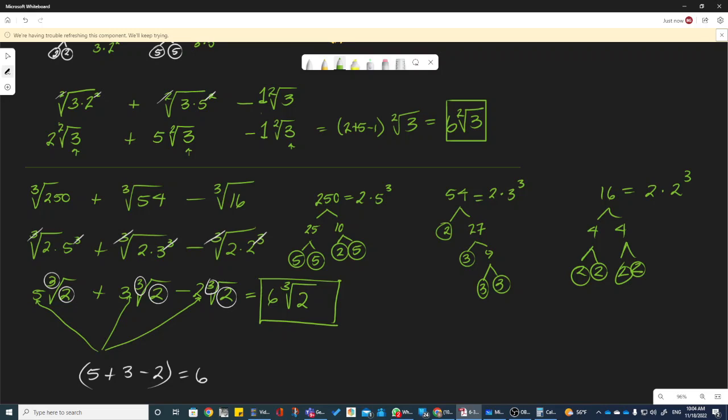Now let's talk about multiplication of binomial radical expressions, okay? And this is the last problem, and then I'm going to tell you what it is that you got to do for your classwork. Now this is problem number 4, okay? And we're going to be talking about multiplying binomial radical expressions.